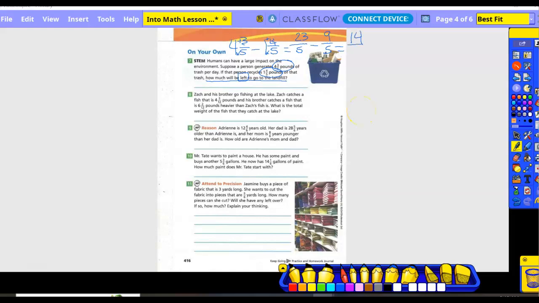So 14/5. Can I just leave it as an improper fraction? No, I have to simplify it. So I could either do it mentally and then decide, or I can put 14 in my house and divide by 5, right? So 5 goes into 14 2 times, minus 10, 4 left over, so 2 remainder 4. How do I write that as a mixed number? 2 and 4/5. So 2 and 4/5 pounds.